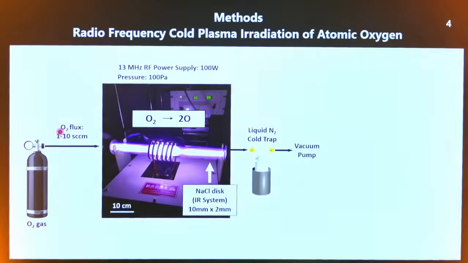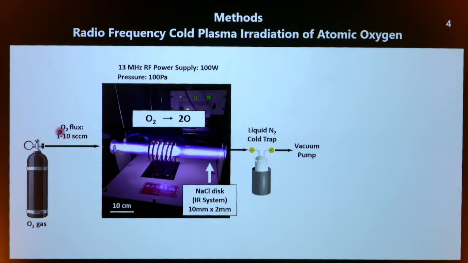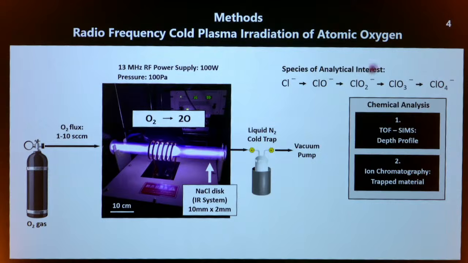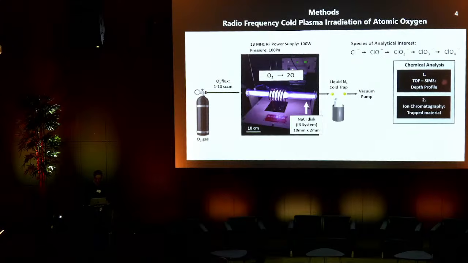To do that, we are using a molecular oxygen plasma as a source of atomic oxygen, and we are irradiating halite disk samples for different times. After irradiation, we perform chemical analysis trying to identify this oxychlorine formation. We are analyzing the disks after irradiation. We are doing a depth profile analysis using ToF-SIMS. We want to identify these species as a function of depth.